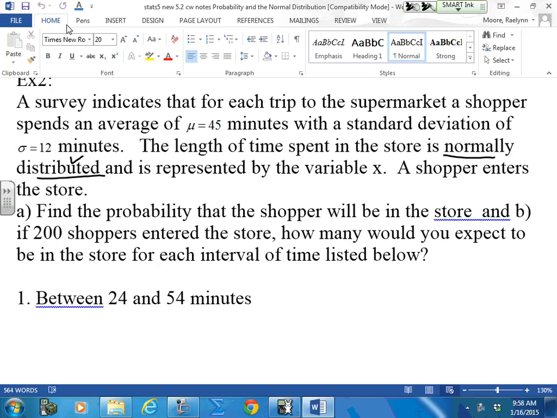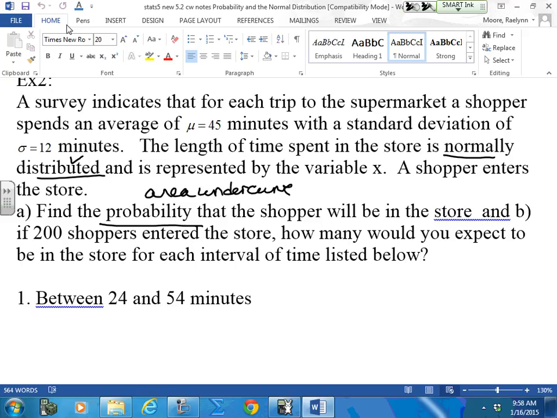A shopper enters the store. We want to find the probability, which is going to be the area under your curve, that the shopper will be in the store between 24 and 54 minutes. And then we want to use that probability to predict, if 200 shoppers entered your store, how many of those 200, according to the statistics we just developed, would you expect to last in your store from 24 to 54 minutes? Use each of those as your x's.